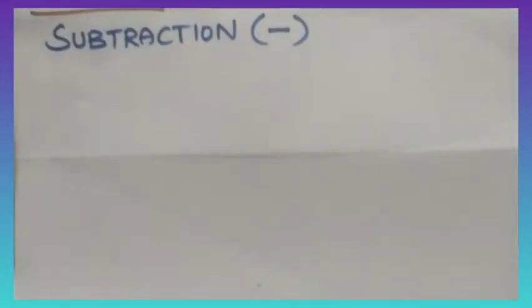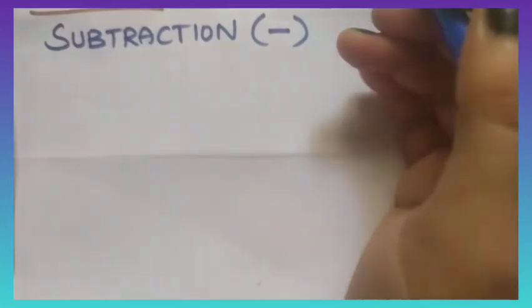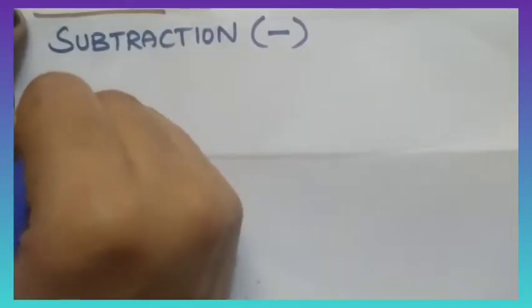In subtraction there are three types: subtraction without regrouping, subtraction with regrouping, and subtraction from numbers with zeros. Okay, look here. First I will explain some examples, then you will get an idea.